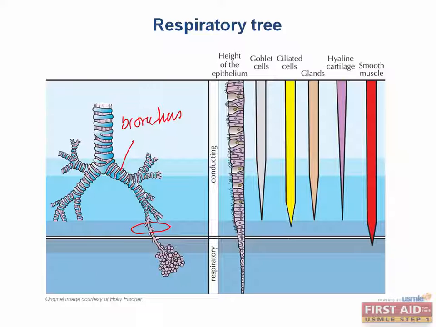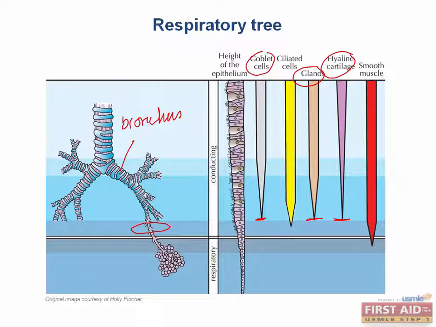Now, let's move to the right side of the image. I want you to first look at the columns titled goblet cells, glands, and hyaline cartilage. Now, as we discussed earlier, the goblet cells and cartilage are shown to be present in both the trachea and bronchi, but are absent in the terminal bronchioles. The glands will follow this same pattern as they assist in mucus production.